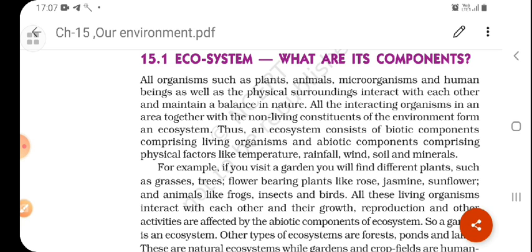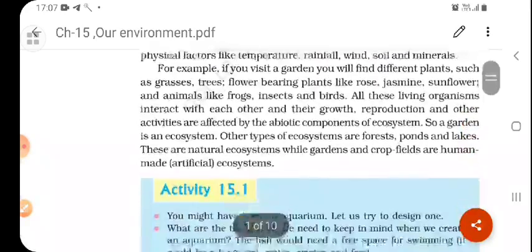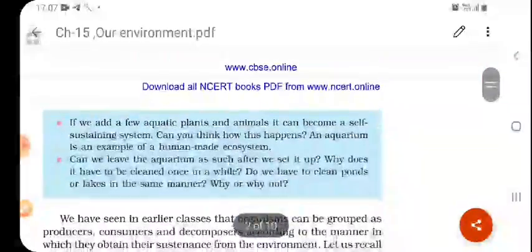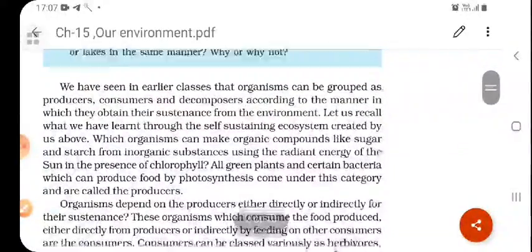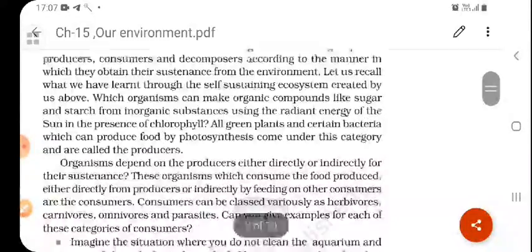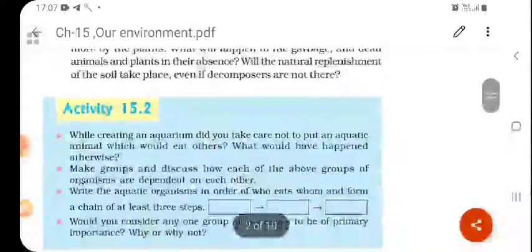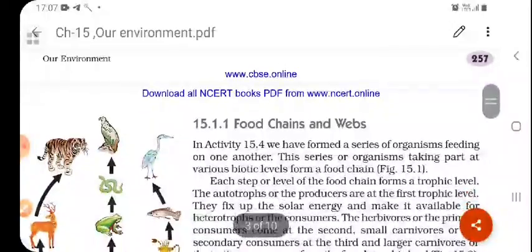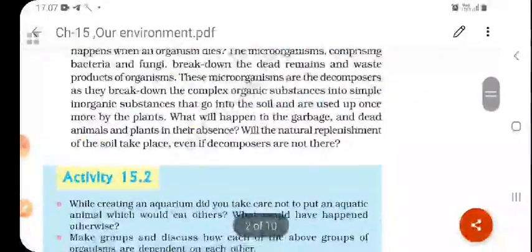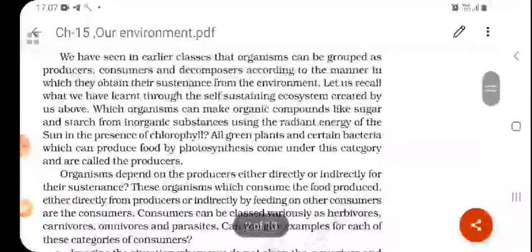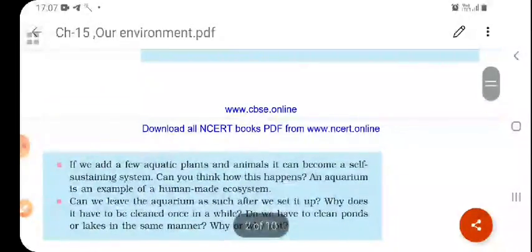Okay, so we have to discuss these abiotic and biotic components for treating this as the ecosystem. These consist of abiotic and biotic components. Abiotic components are inorganic substances, organic substances and climatic factors, and biotic components consist of the producers, consumers, and decomposers.